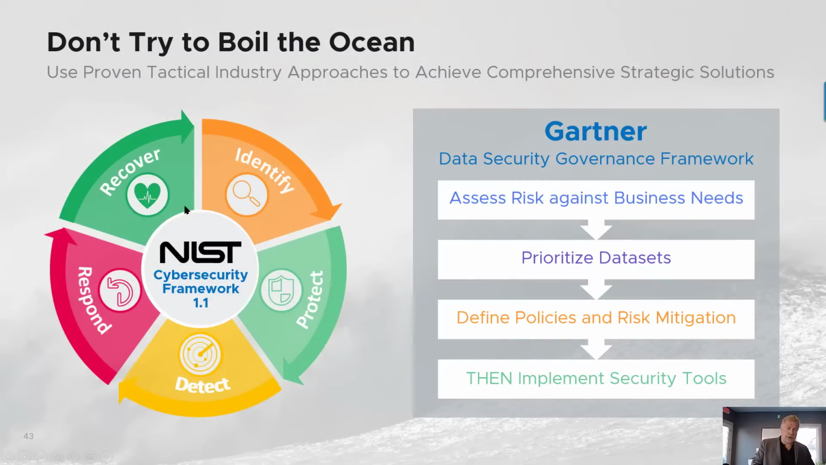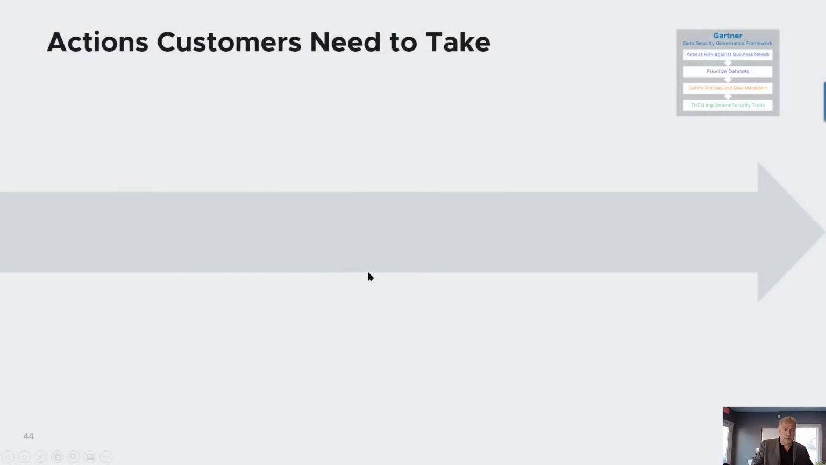Whether you're using a NIST cybersecurity framework as your guidance, or something like Gartner's data security governance framework, we're assessing risk. You're starting with that identification and prioritization, then you're putting policies in place, then you're implementing your security tools so that you can move to that better security posture.